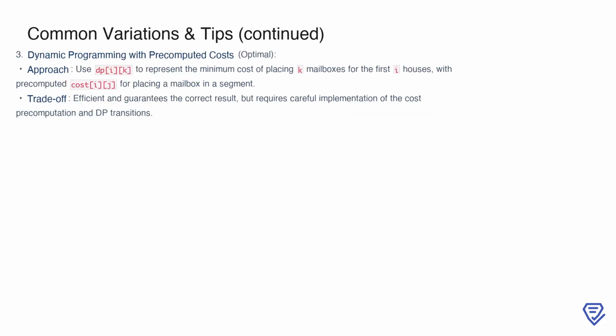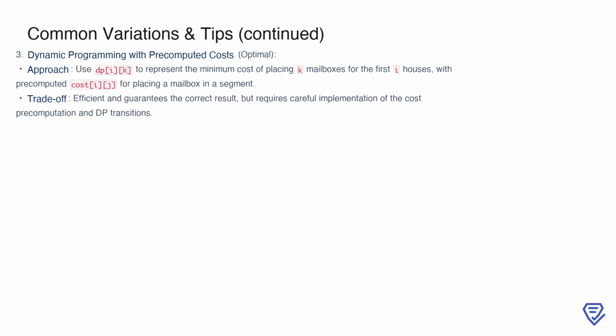The most effective approach to solving this problem is dynamic programming with pre-computed costs. In this method, you define a DP state like DP[i][k], which represents the minimum cost of placing k mailboxes for the first i houses. The pre-computed cost[i][j] values help determine the cost of placing a mailbox in a specific segment efficiently. This approach guarantees the correct result and is computationally efficient, but it requires careful implementation to handle both the cost pre-computation and the DP transitions.